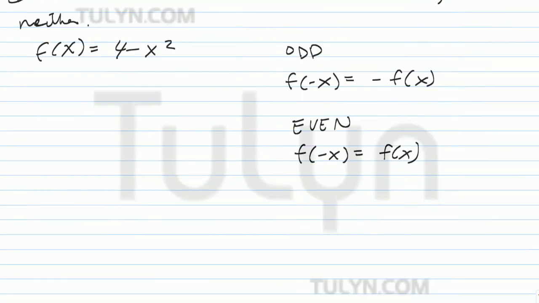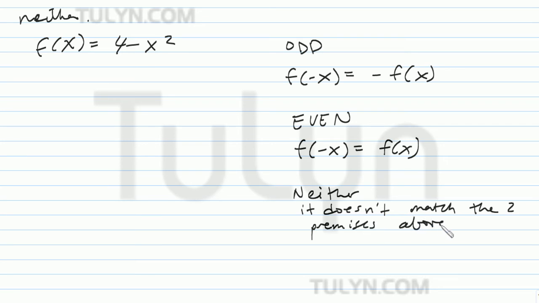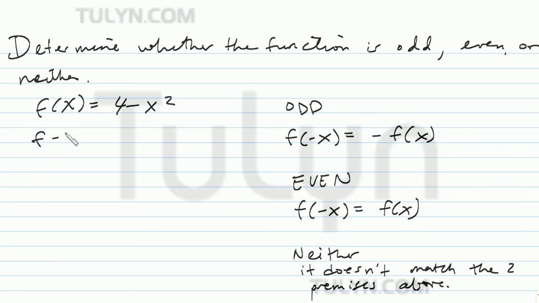If it's neither, it doesn't match the two premises above. Okay, so let's go ahead and try this. So f of negative x is going to be 4 minus, and where we see x, I'm going to put negative x squared.